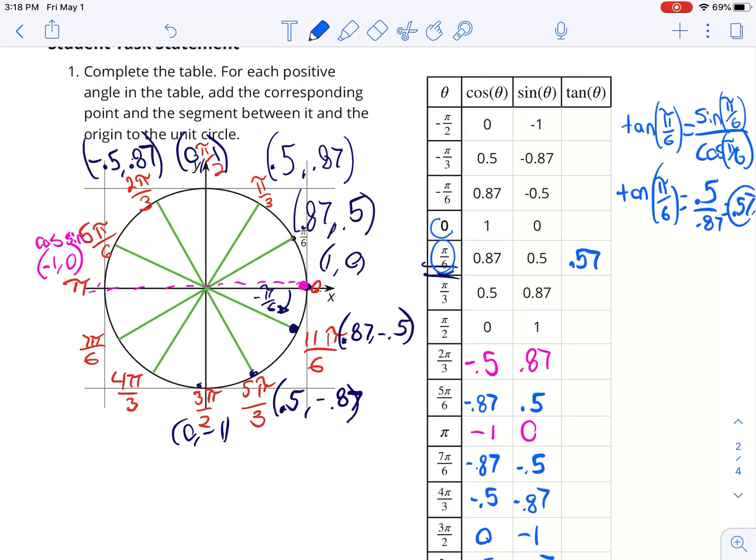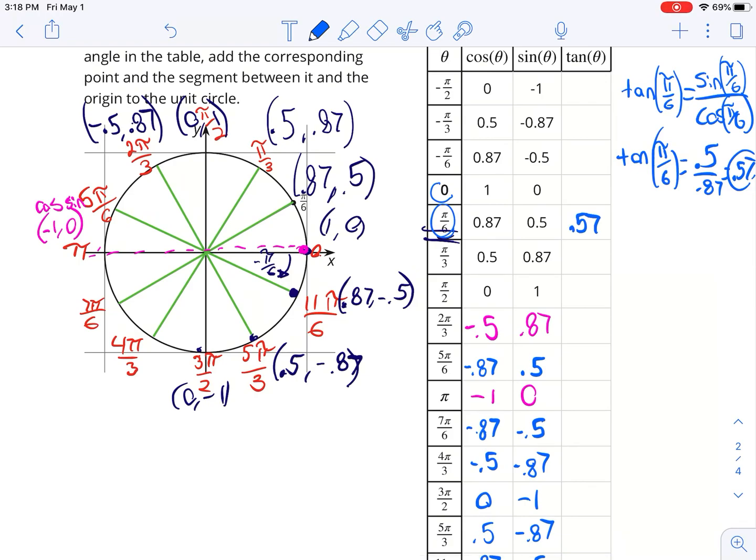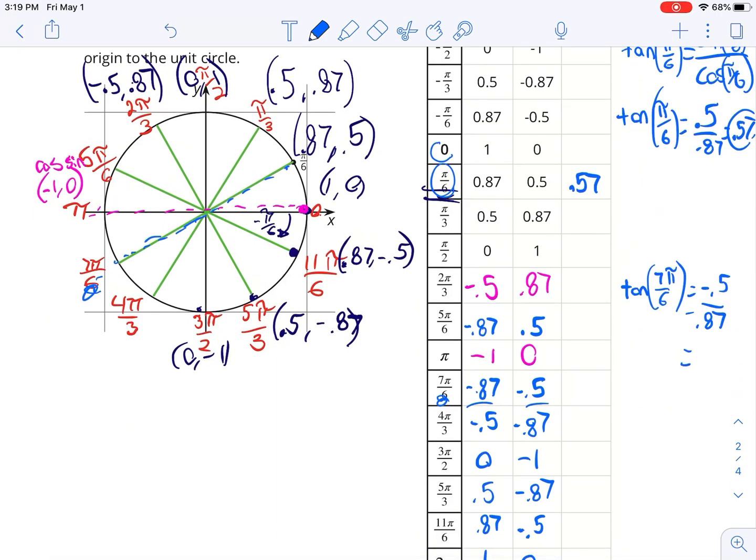Then as we go, what we're going to do is use 7 pi over 6, and we're going to see how that one changes. So if we go to 7 pi over 6, you guys notice those are right across from one another once again. Let's see if tangent has any change in it. Tangent of 7 pi over 6, once again, sine over cosine. And at 7 pi over 6, you guys should have found that it's negative 0.87 and negative 0.5. Negative 0.5 divided by negative 0.87. And when you guys do this, you should notice that they're both negative, so when you divide two negatives, you actually get a positive, and you're going to have 0.57 once again.